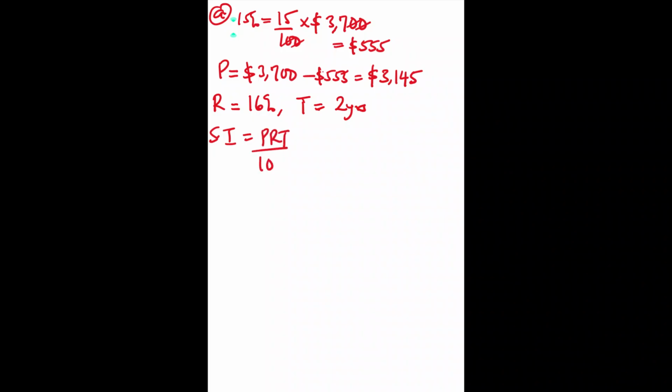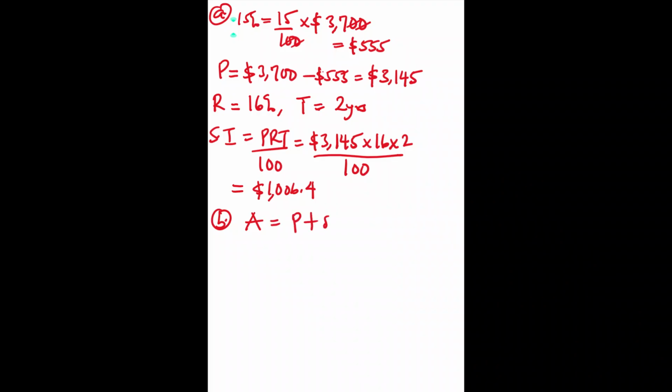So the simple interest will be PRT over 100, as we already know. So that's $3,145 times 16% times 2 years divided by 100. So when we multiply everything together, 16 times 2 is 32. So we multiply 32 by 3,145 and divide by 100. We have to get $1,006.4.